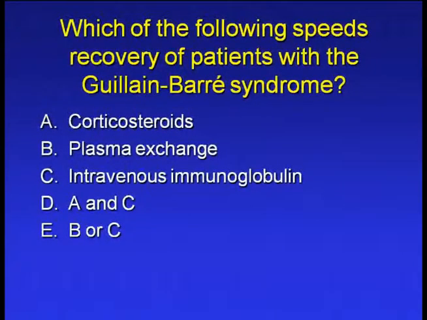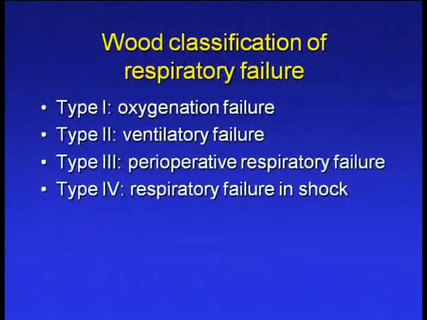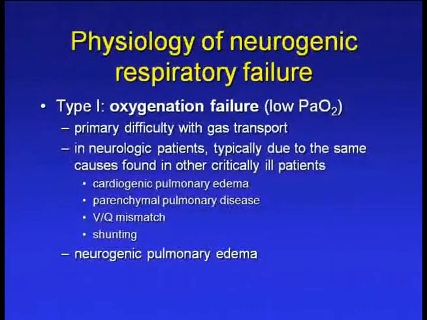So we'll talk about the reason for this, but either intravenous immunoglobulin or plasma exchange is the correct answer. So there are different kinds of respiratory failure. We're only going to deal with what is classified as either 1 or 2. Oxygenation failure we'll spend a little time on, but mostly ventilatory failure.